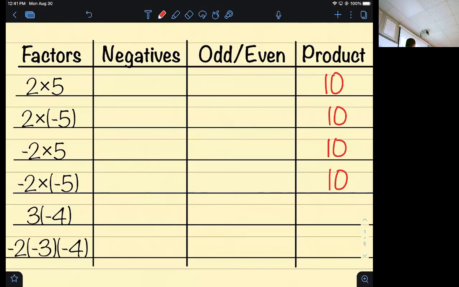Well, if I don't have any negatives, we'd say there's 0 negatives to worry about. Of course, my answer is positive 10. But what if I have 1 negative? Does that negative have anyone to pair up with? No. So it makes the whole answer negative. Change that to negative 10.